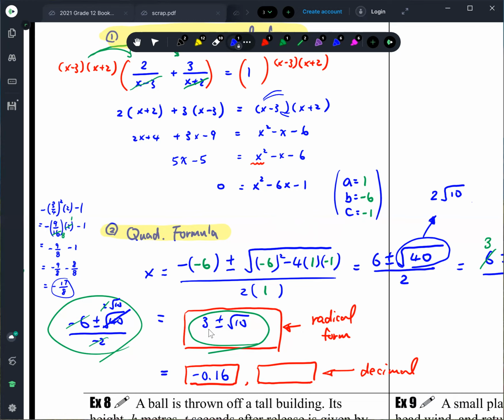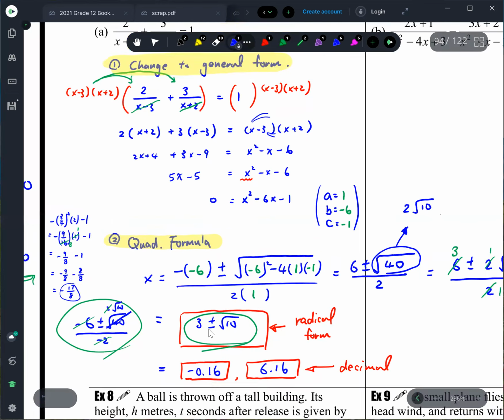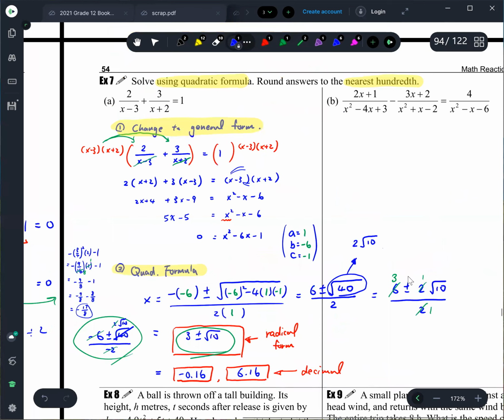And Valerie, what's the other one? I got 6.16. Yeah, 6.16. Okay, so for the decimal answer, you need to type it in separately, one at a time. If anyone has a question about this one, you can ask me during the break. We'll have a break now, and we'll come back at 3 o'clock. Okay.